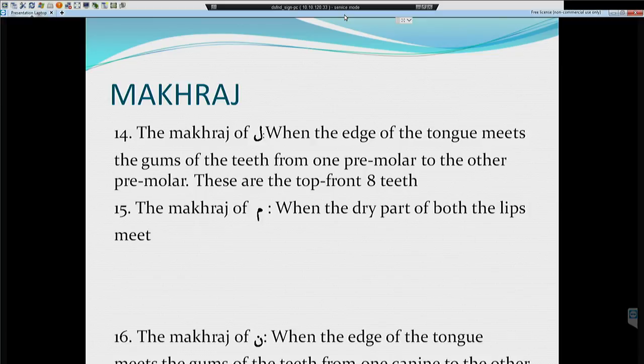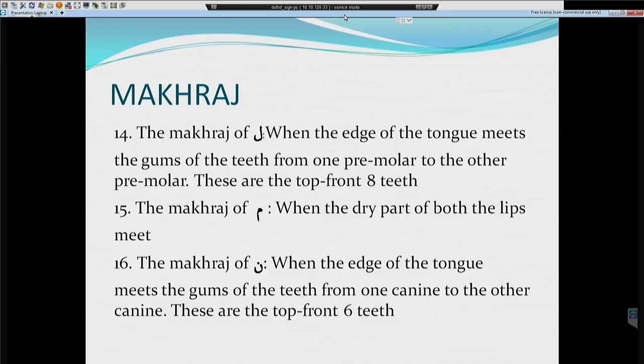The makhraj of noon. So there's lam. This is going to be premolar to premolar. Then there's noon. Noon is from one canine to the other canine. The canines are the sharper teeth in the mouth. So from one canine to the other canine, again, on the top teeth. These are the top front teeth. This is the gums. An. Now this is the actual makhraj of noon.